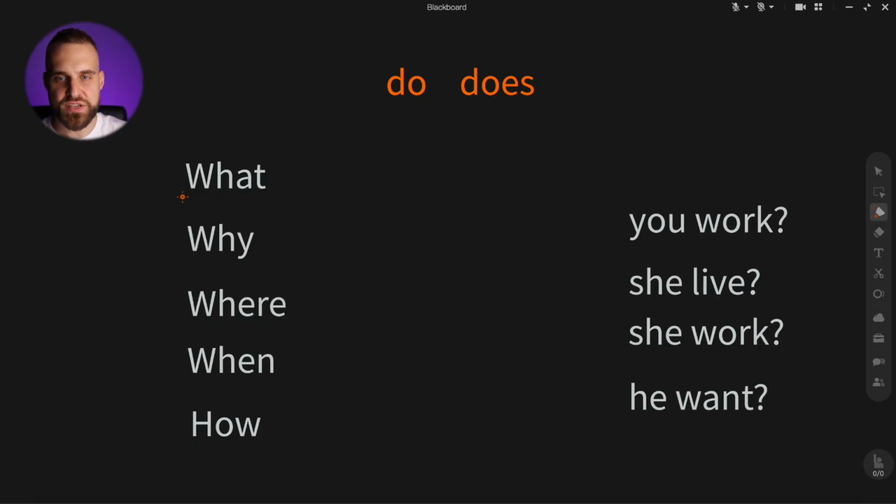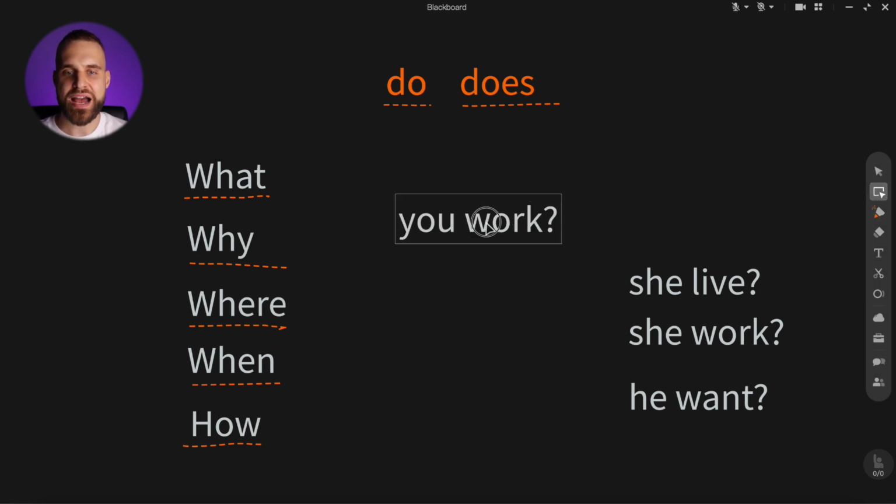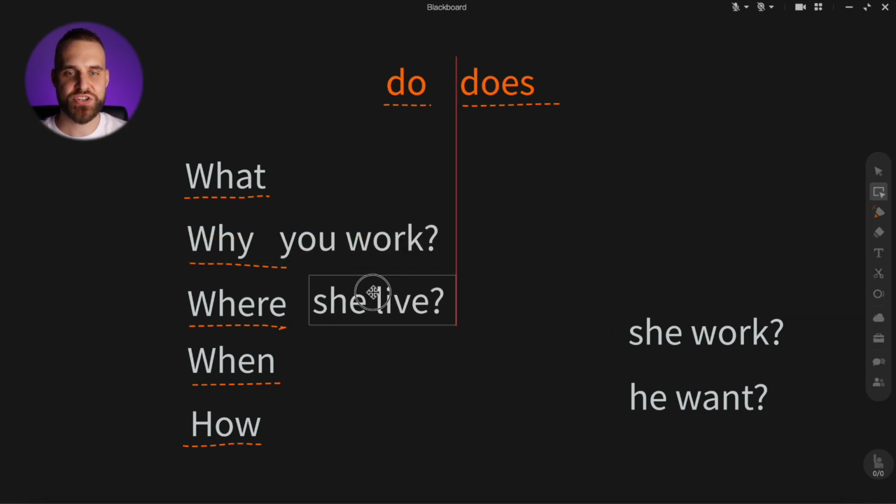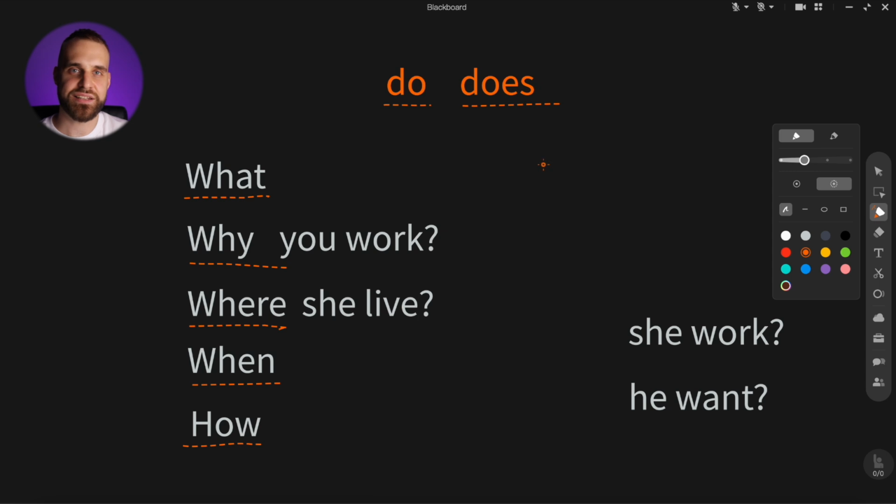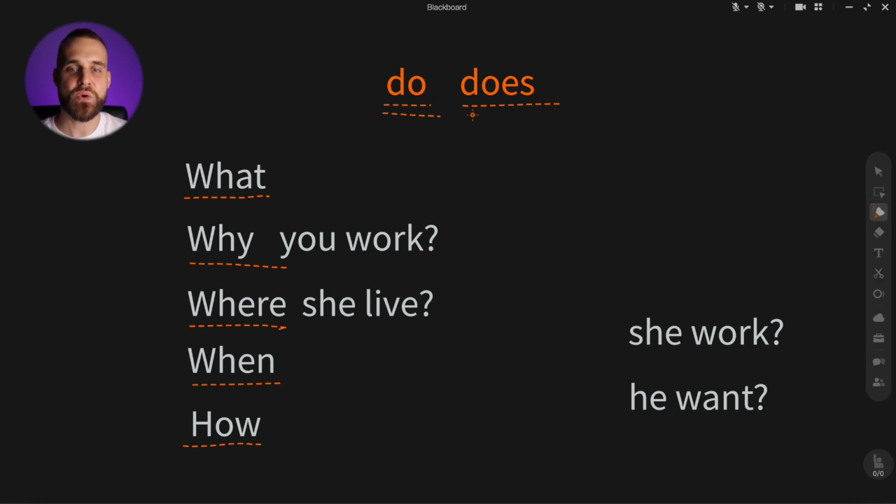We often start questions with question words like what, why, where, when, and how. And because these already sound like the beginning of a question, many students forget to add do or does after them. So they say things like "why you work" or "where she live," but that's not correct. You still need do or does right after the question word.